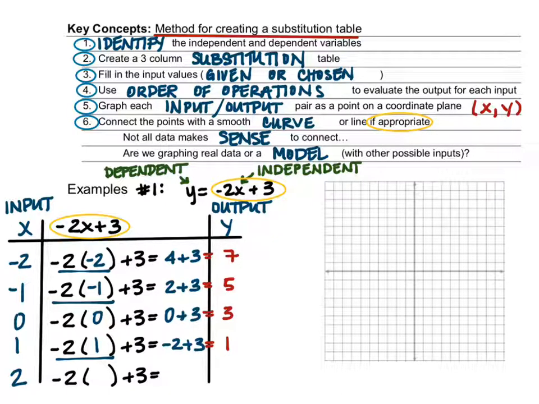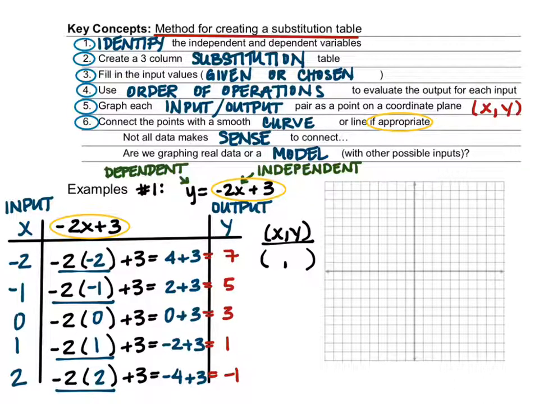So the last value we're going to work through is 2. So we're going to take negative 2 and multiply a positive 2, get negative 4 plus 3, and we get a negative 1. Now we're on to our 5th step of placing these into ordered pairs and then graphing them. So as I put these into ordered pairs, I always start with an x comma y. X value always goes first, and lucky it's on the left-hand side of this table.